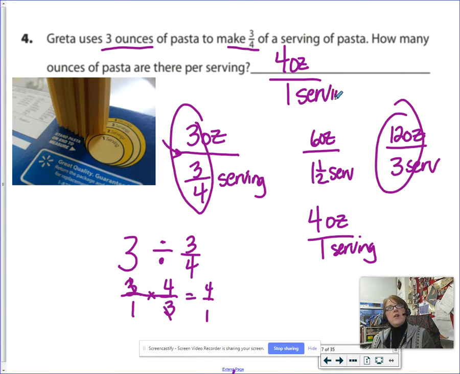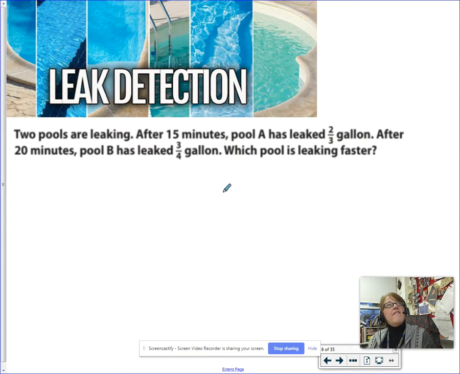And I want you to write all of your answers as a fraction with a denominator of 1, and make sure you label everything. Everything.